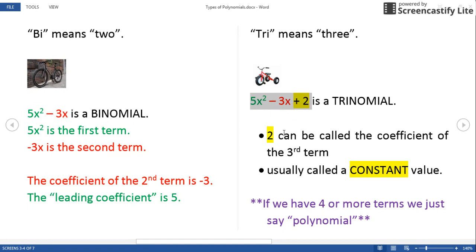Now, 2 can be called the coefficient of the third term, but usually it is just called a constant value. No matter what you substitute in for these x's, the back part is constantly going to be 2. It's not going to be changing value. So we usually call the term that doesn't have a variable tied to it a constant value. If we have 4 or more terms, we usually just say polynomial. So one term is a monomial, 2 terms binomial, 3 terms trinomial, anything else is a polynomial.